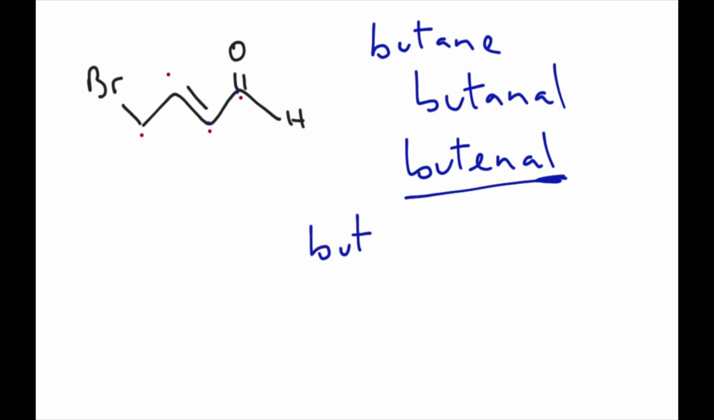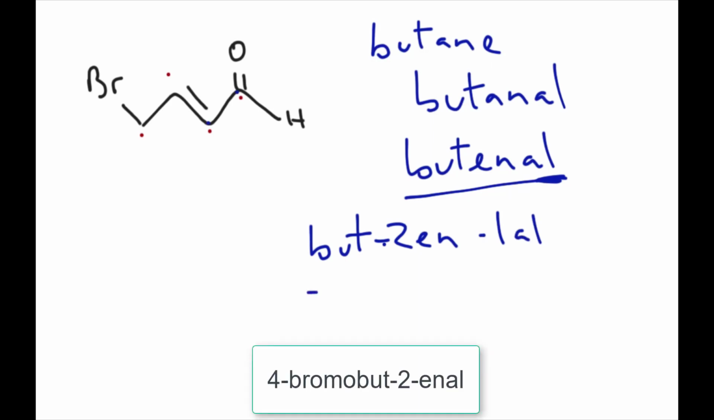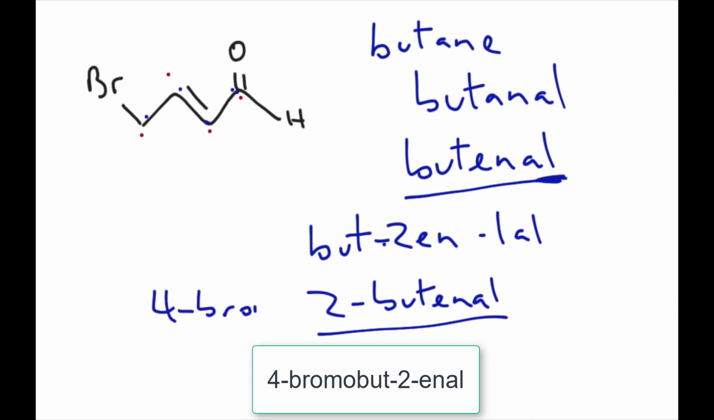So I'm going to call this a but-2-en-1-al, or I could have called it a 2-butene-al. Either would have worked. In this case, this one looks a little bit better. But also we need to keep in mind that we have a 1, 2, 3, 4 bromo. So in this case there is a 4-bromo-2-butenal.